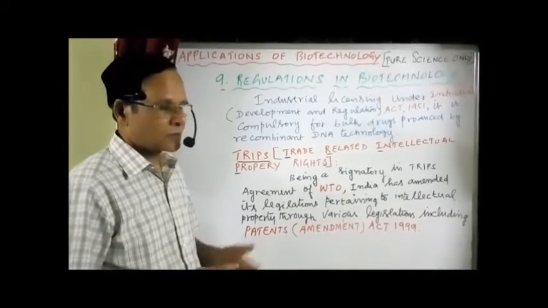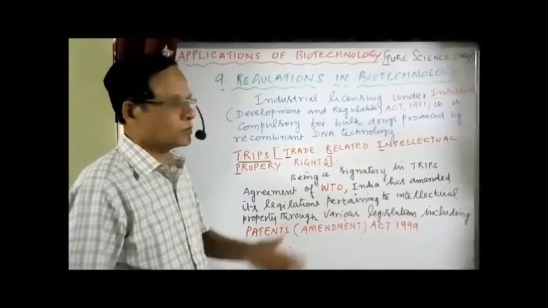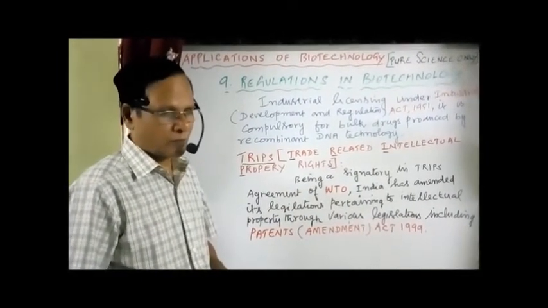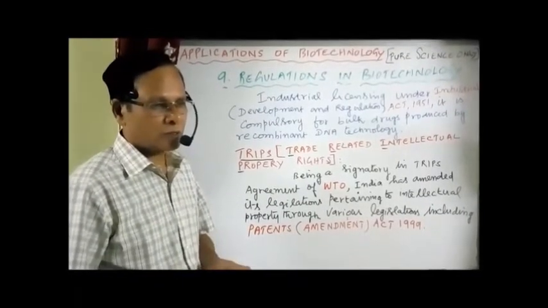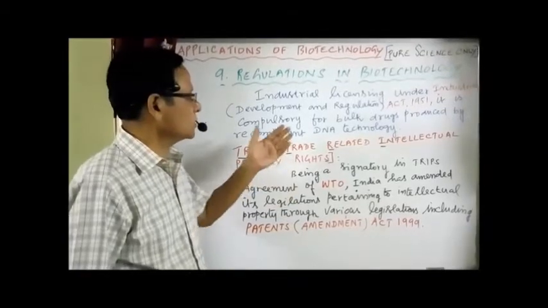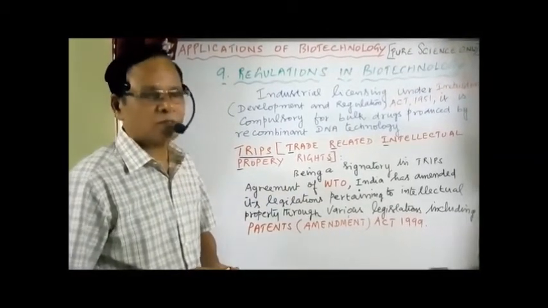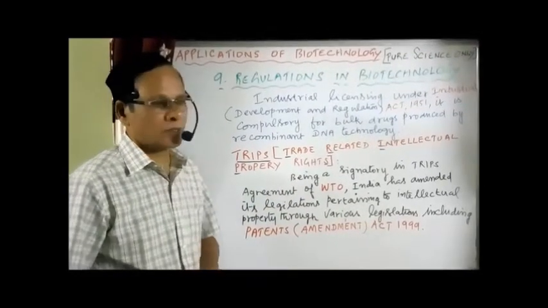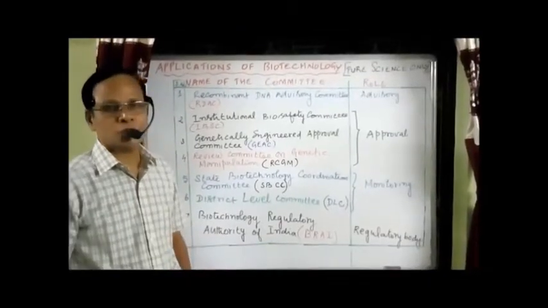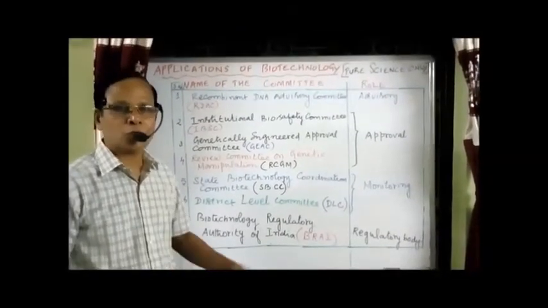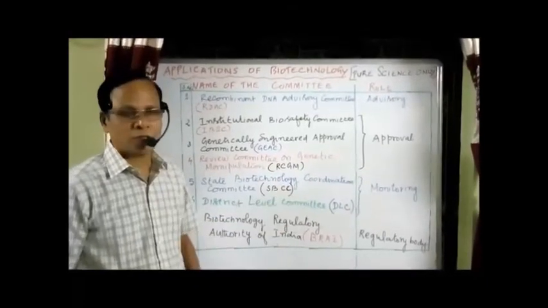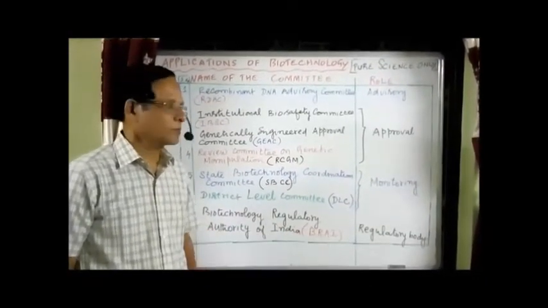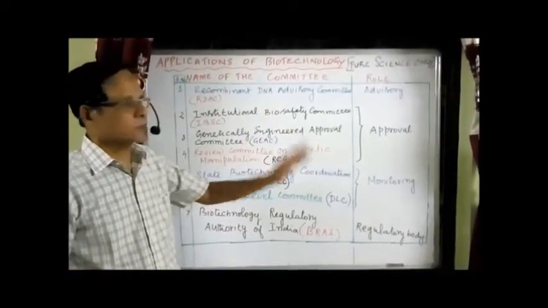I want to give a simple table showing the different committees and their role, whether they are advisory, monitoring, or regulatory. I represent it in the form of a tabular column. The following table shows the different committees and their role, either advisory, approval, monitoring or regulatory body. I already discussed all these things.